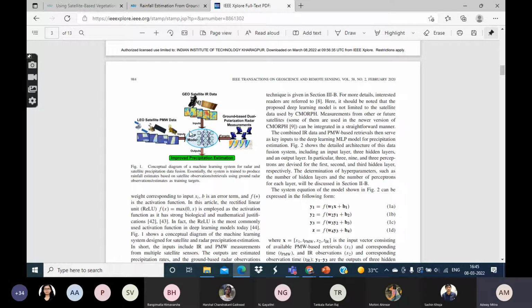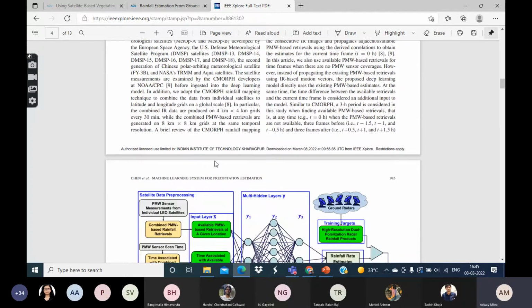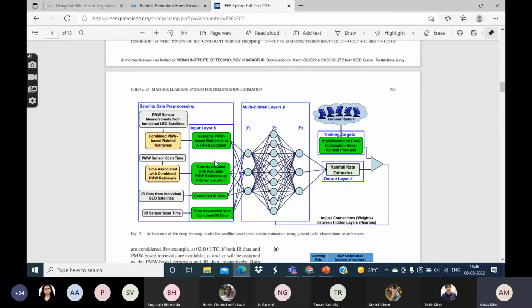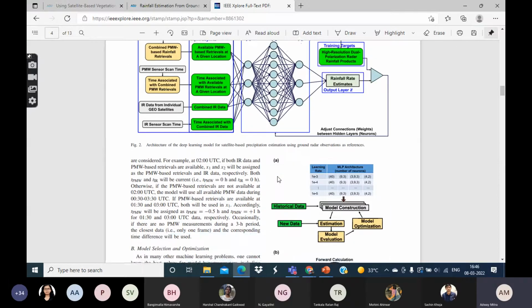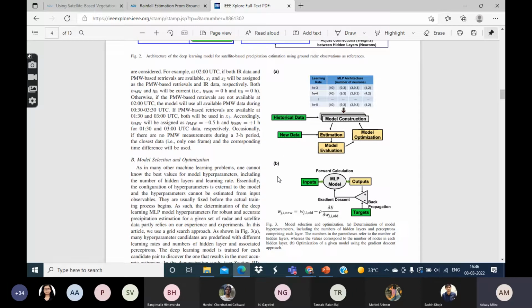So then there is this multi-layer perceptron model which takes the inputs from both the satellites and then produces the outputs, which is the improved precipitation estimation. Right. So there is less to be said about the nature of the neural network. It is just a multi-layer perceptron, meaning there are multiple hidden layers, all of which are fully connected. And so that is how the whole thing works.